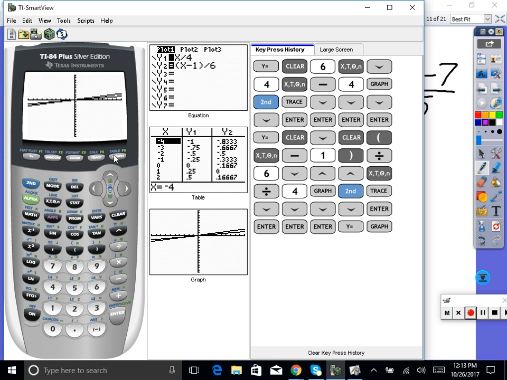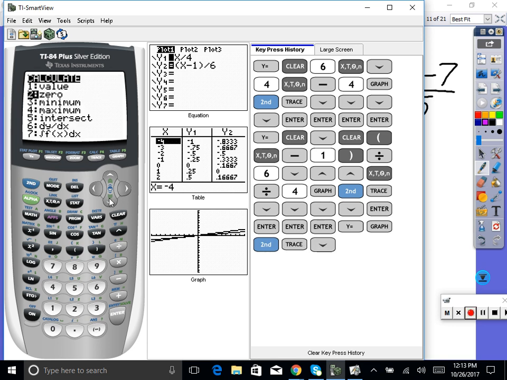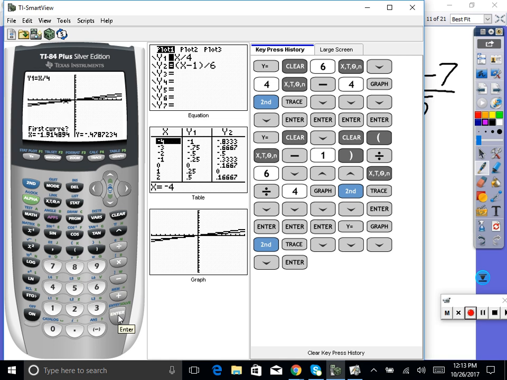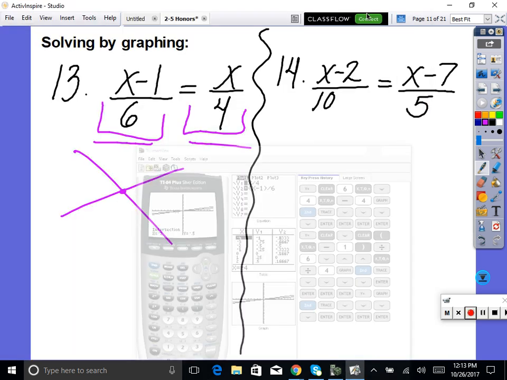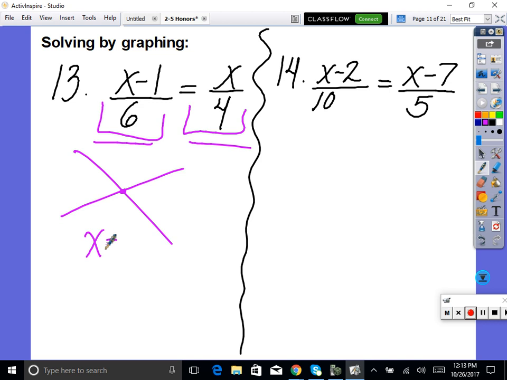Now you'll do second trace. Second trace, we want to know when they intersect. Hit enter. First curve, hit enter. Second curve, hit enter. Do we want it to guess? Hit enter. Well, look at that. It intersects at x equals negative 2. There's my solution. So you could solve if it's linear by graphing.